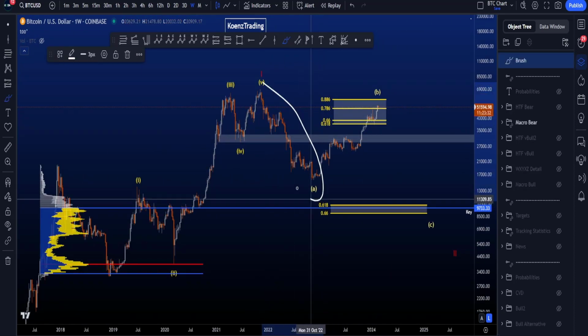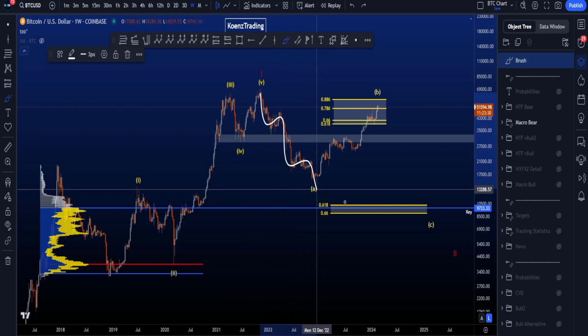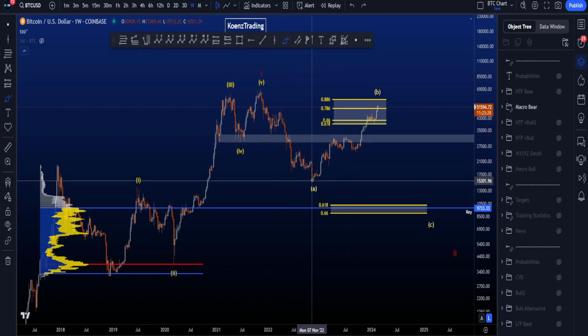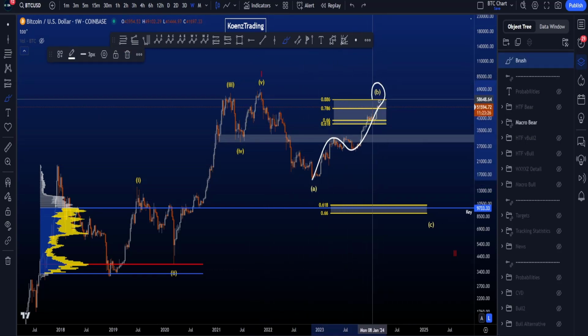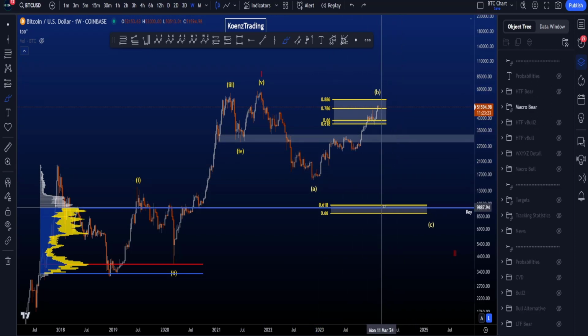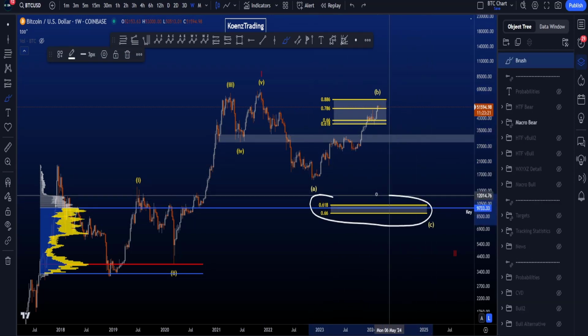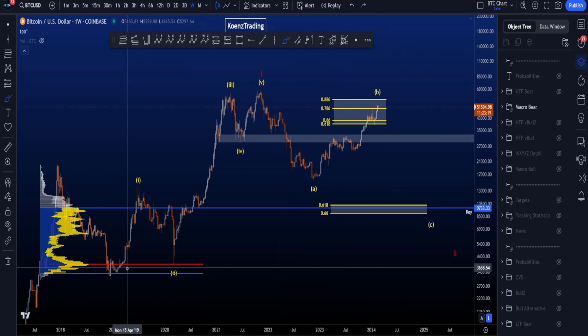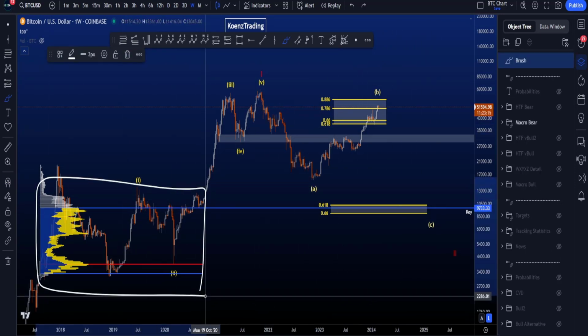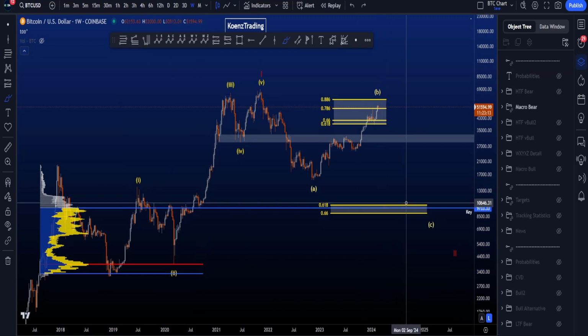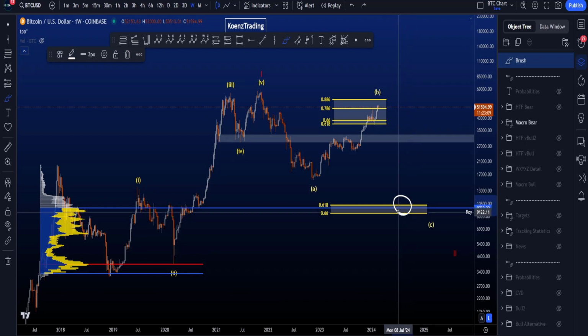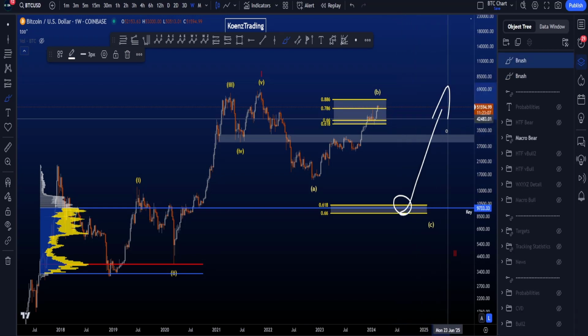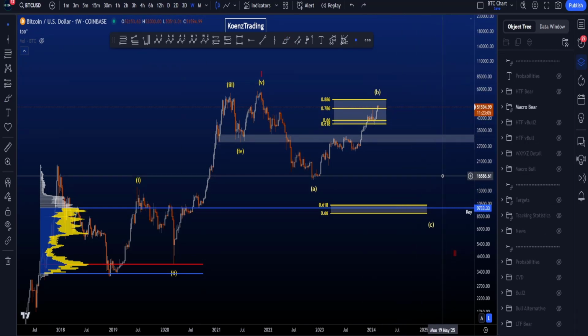In this case, this move to the downside is not labeled W, X, Y, X, Z, but more of an impulsive structure, looking for an A, B, C to the upside in B, and then continuation to the downside. The greatest support that we have to the downside is the golden pocket taken from the low to the high, as well as the value area high of this multi-year volume profile, which means that the area between about 11K and 8K is a very important support for Bitcoin, and then we want to see continuation to the upside.